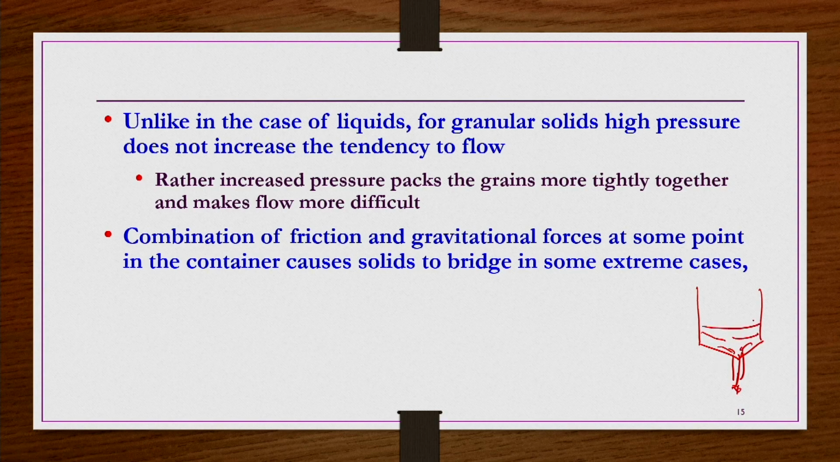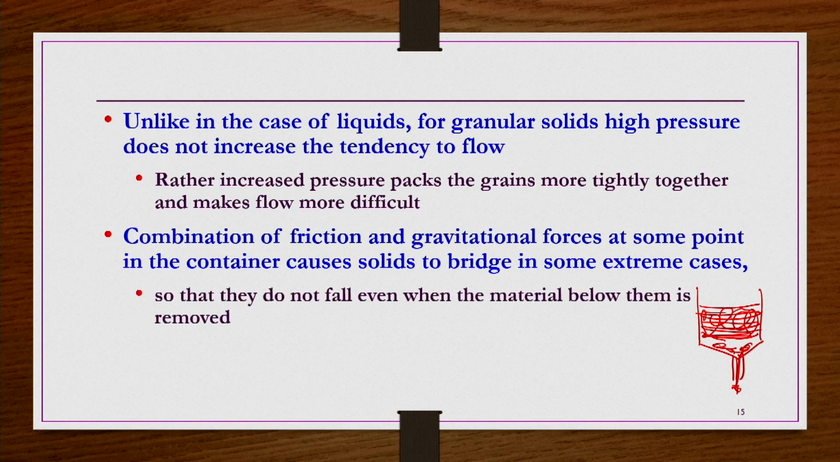but the material above it will have a bridge-like structure and will still be packed. Though the bottom material has been taken out, the upper material will not flow because of this bridging effect. We are going to see this when we study the flow out of bins, so that they do not fall even when the material below them is moved. So when this bridging effect is there, even if you move the bottom layers of material, the material above these layers will not move. They will have a bridge-like form and will be hanging.